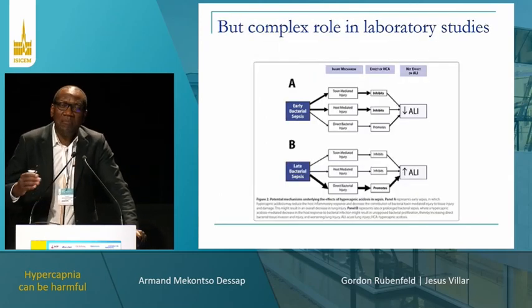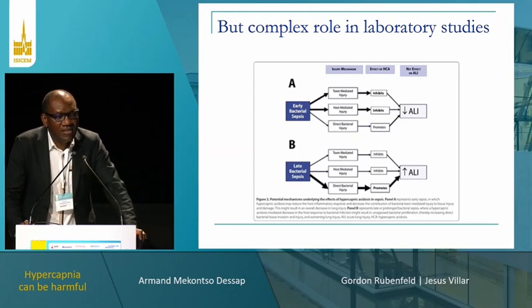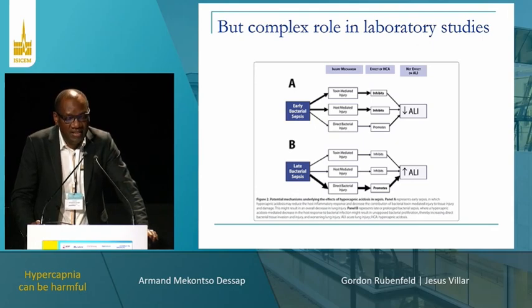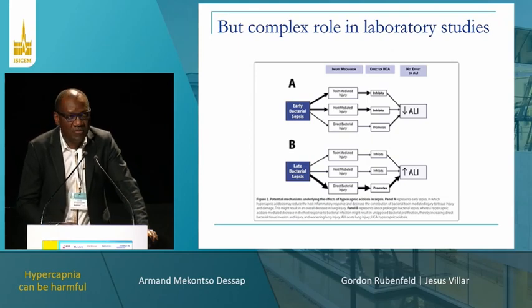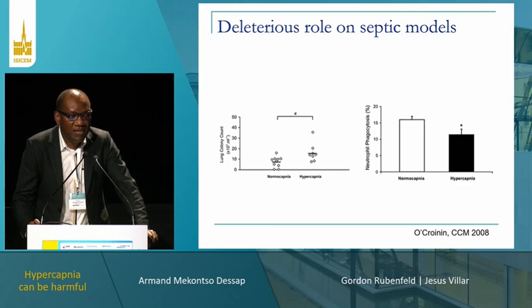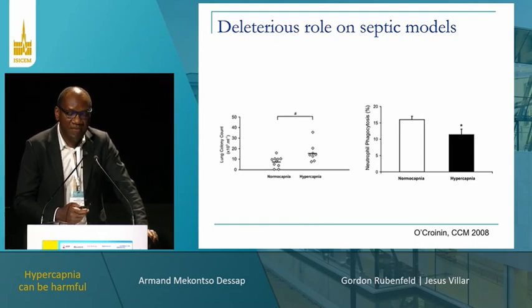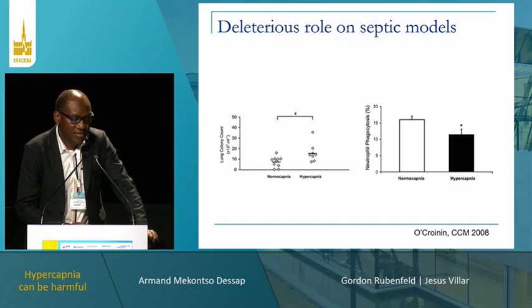But as we move on to more complex experiments, the answer is more complex also. For example, if we distinguish between early and late bacterial sepsis, the effect is opposite, with a reduction of lung injury in early models, but a worsening of injury in late models. For example, the effect on the bacterial growth and on the defense mechanism against infection is deleterious here. You can see that with hypercapnia we have more bacterial growth and less neutrophil phagocytosis.